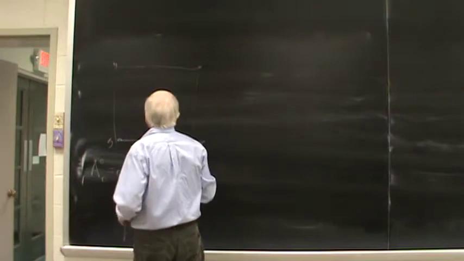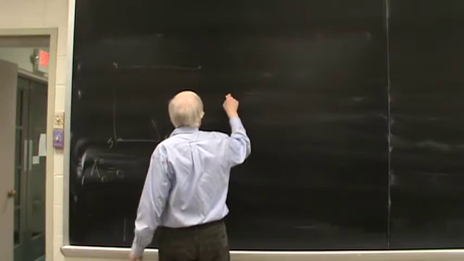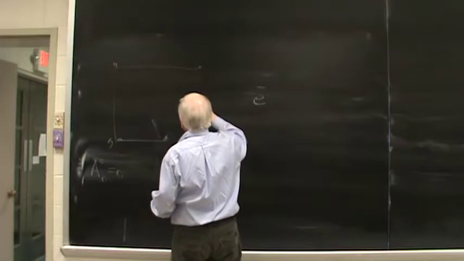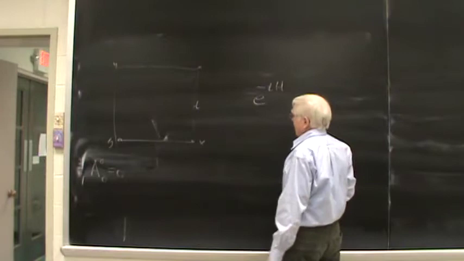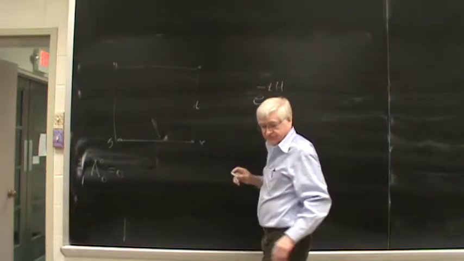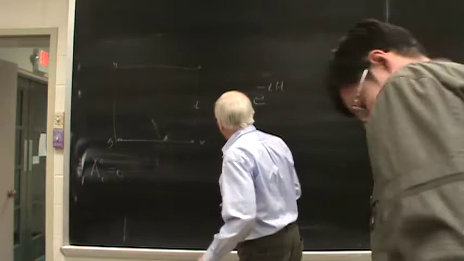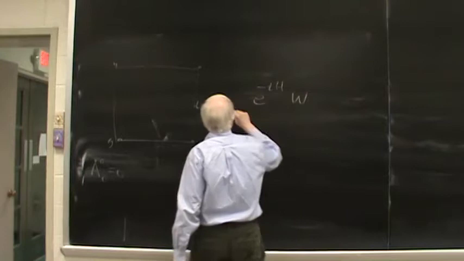And now, what you really want to compute is e to the minus tH, calling this distance here t. You have e to the minus tH, a Wilson loop there, another Wilson loop there, and then say a trace.